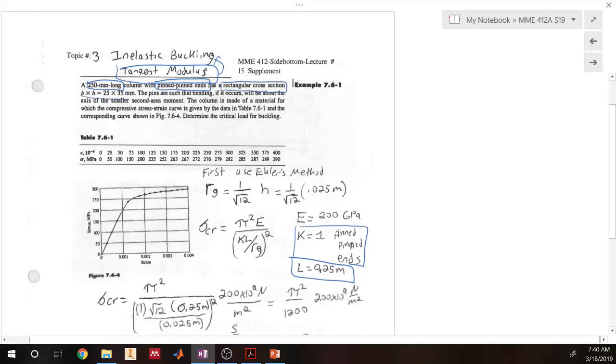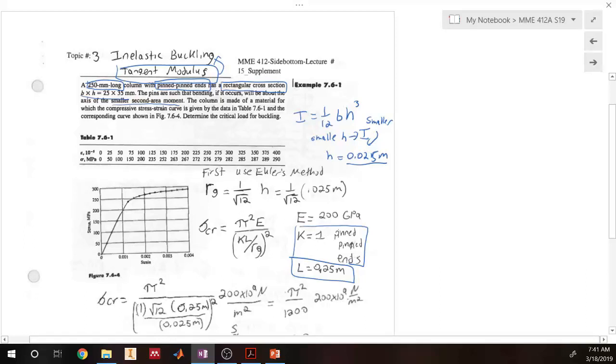It also gives that if bending occurs, it will occur about the smaller second moment of area. The moment of area is just equal to 1/12 base times height cubed. So in this case, a smaller h will give us a smaller I. Therefore, h is going to be equal to 0.025 meters or 25 millimeters.